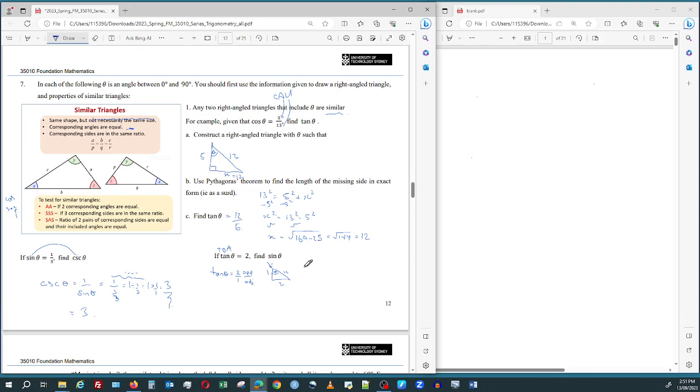Okay, so in this case here, x squared is going to be equal to 2 squared plus 1 squared. X squared, take the square roots of both of those. X will be equal to the square root of 4 plus 1, which is 5. Square root of 5. Okay. So sine theta now is SOH, opposite over hypotenuse, and we just said that was root 5. So opposite 2 over root 5.